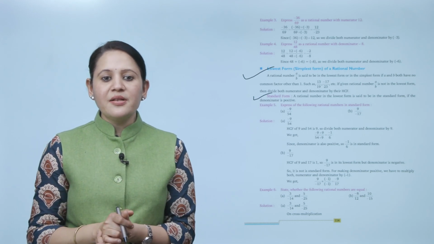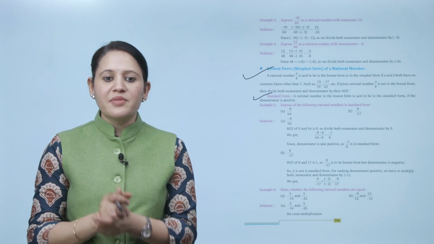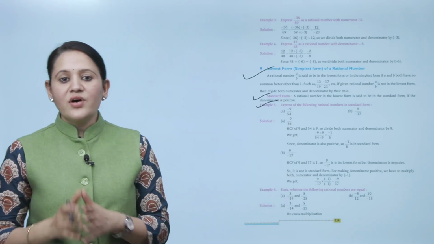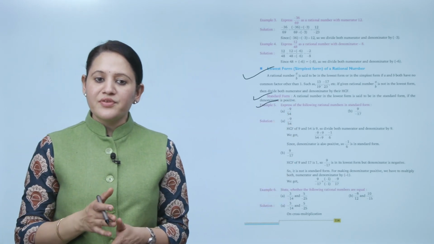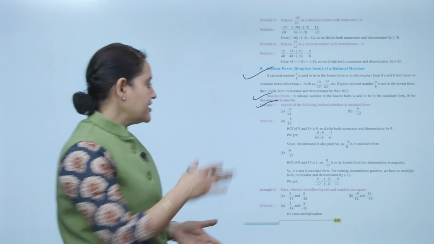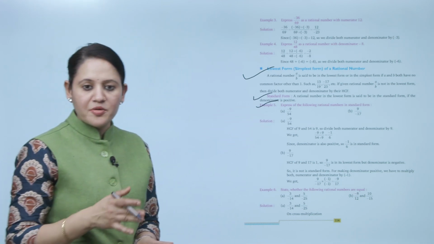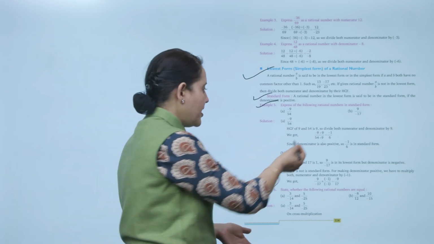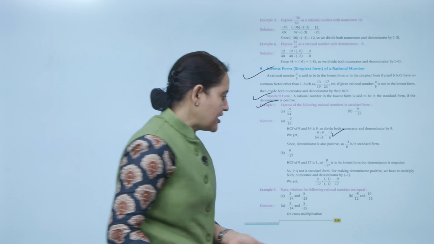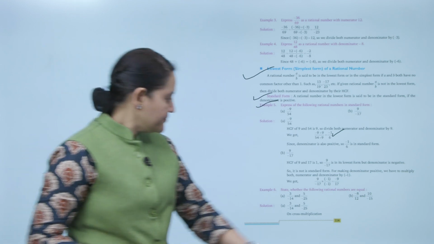Now I'll take an example. Express the following rational number in standard form. First one is minus 9 upon 54. So HCF of 9 and 54, that is 9. So we'll divide both numerator and denominator by 9. We'll get minus 1 upon 6. Here denominator is positive. So this is the standard form. Clear?